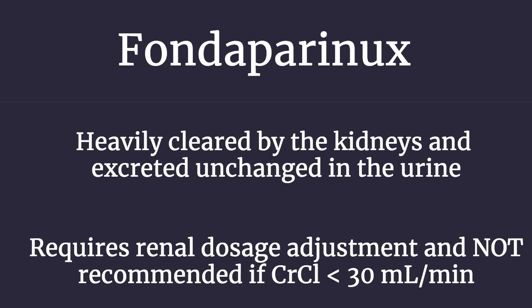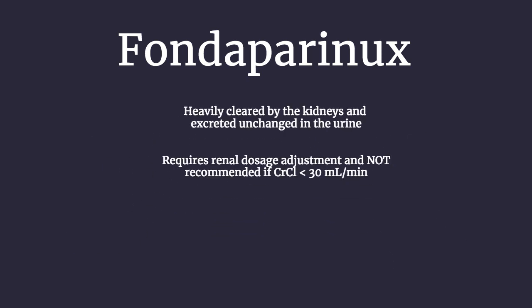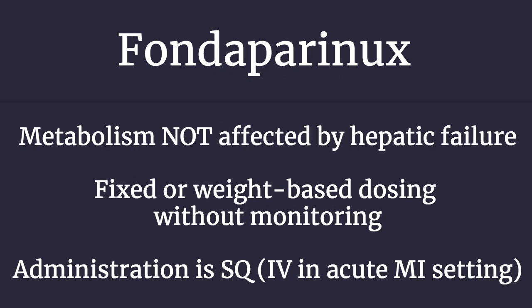The majority of the dose is cleared by the kidneys and excreted unchanged in the urine. So that does require renal dosage adjustment, and it is actually not recommended to be used in patients with creatinine clearance less than 30 milliliters per minute. The metabolism is not affected by hepatic failure, so you don't need any dosage adjustments in those patients.